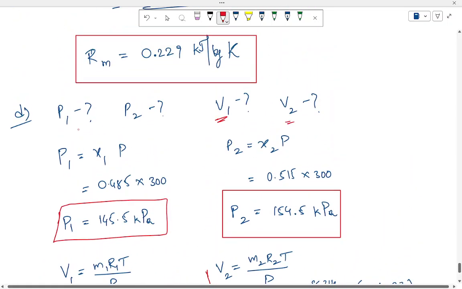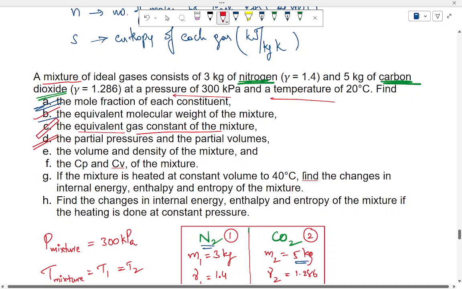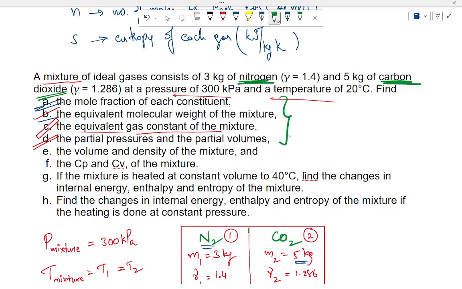So I'm done with my P1 by P2 and V1 and V2. So I'm done with the question D now. Question D is done. From A, B, C and D we have completed. Now we will look at E.